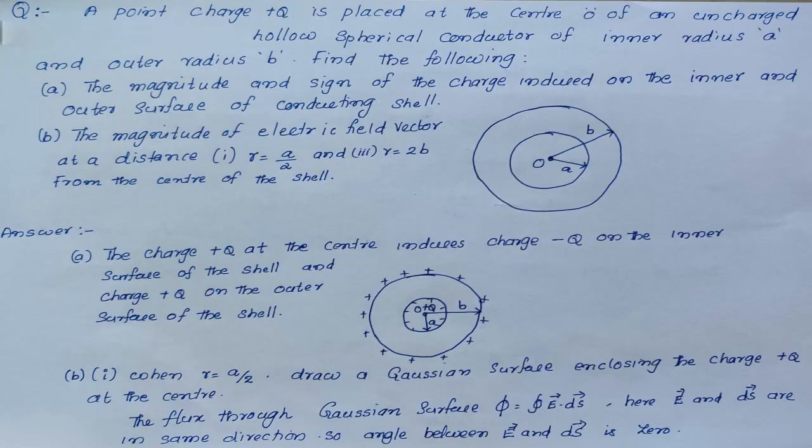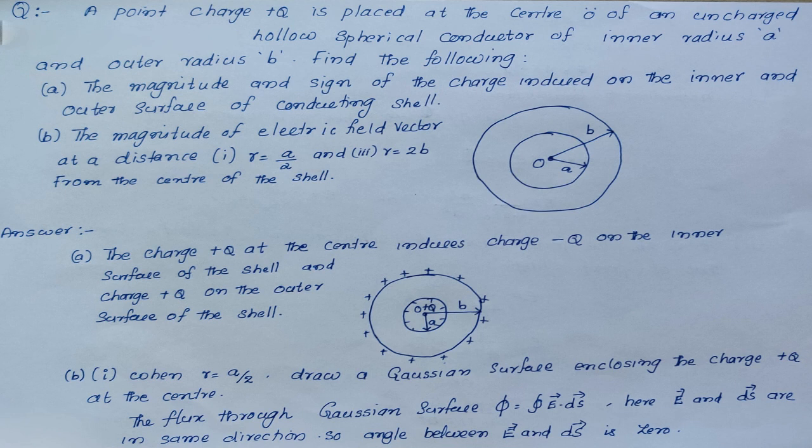Okay, this is another question. A point charge plus Q is placed at the center O of an uncharged hollow spherical conductor of inner radius A and outer radius B. Find the following. A: the magnitude and sign of the charge induced on the inner and outer surface of the conducting shell. B: the magnitude of the electric field vector at a distance, first, R is equal to A by 2, and second, R is equal to 2B from the center of the shell.